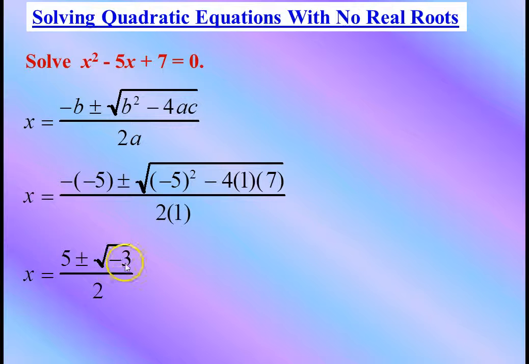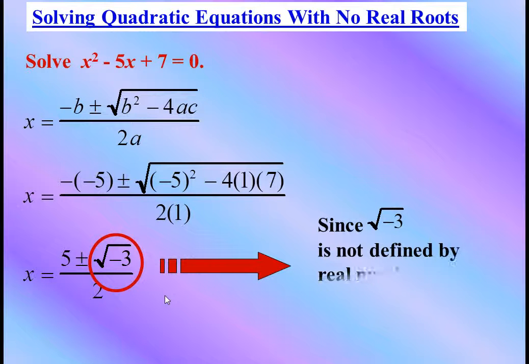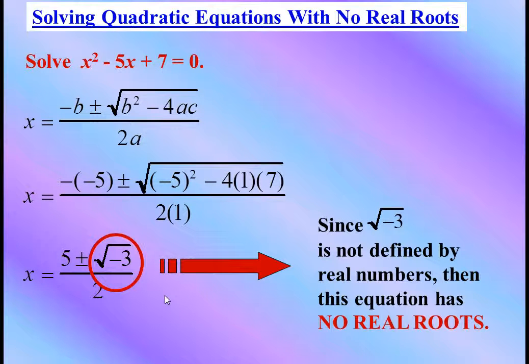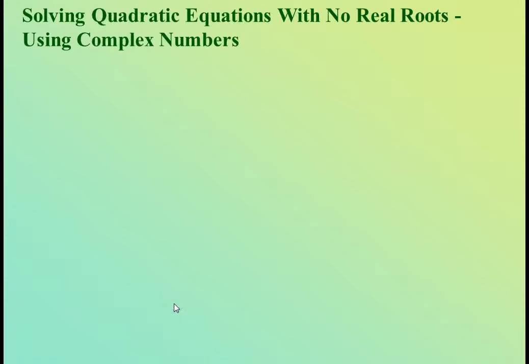Well, we can't take the square root of a negative number. We know that. So that's why we say there are no real roots for this quadratic equation. There are imaginary roots, but no real roots. So I could look at the square root of negative 3. A little bit of an extension. I could say that the square root of negative 3 is not defined by the real numbers, so it has no real roots.